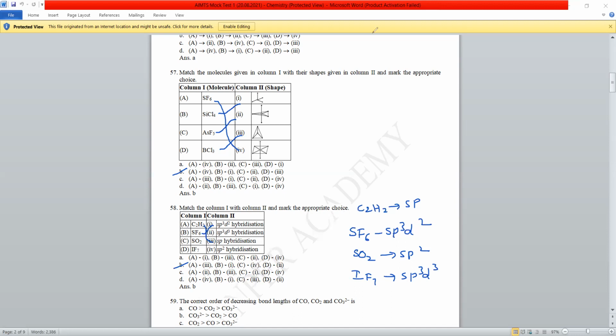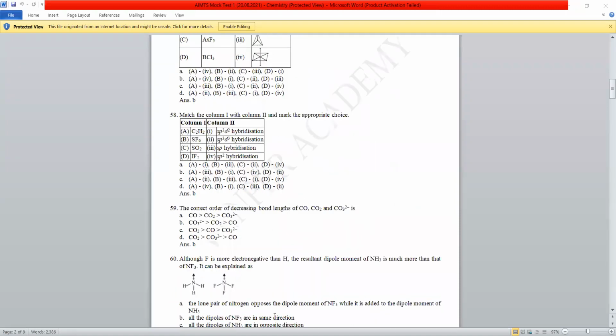Next is the 59th question. Look at what they're asking here: the correct order of decreasing bond lengths of CO, CO2 and CO3 2-. What we have to do here is find the bond orders. As we know, the bond order for CO is 3, for CO2 it is 2, and for carbonate CO3 2- it is 4/3, which is 1.33. These are the bond orders for the respective compounds.